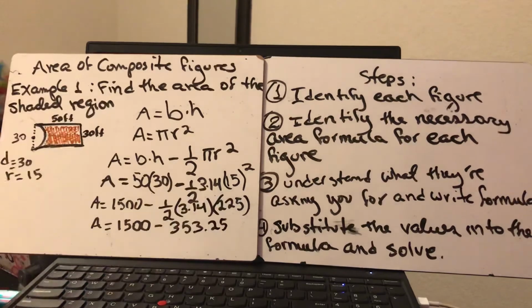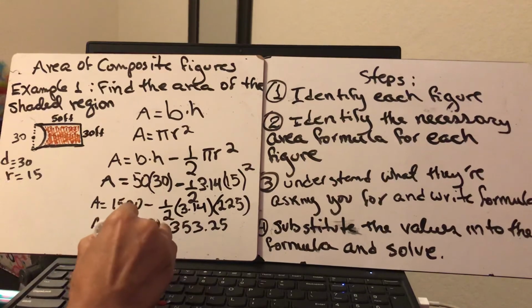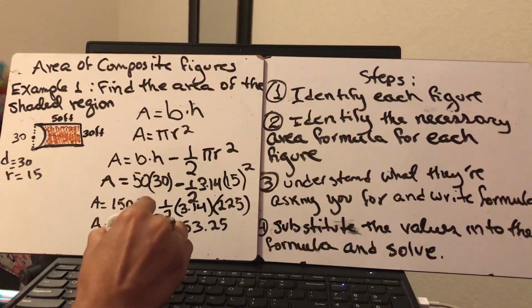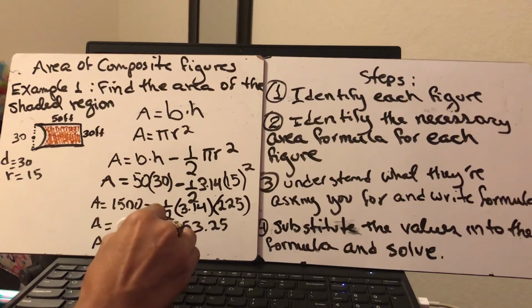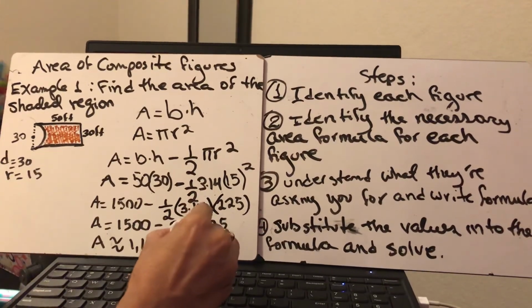And then I subtract. Subtraction last. And the area is approximately 1,147. And don't forget your units. So that's feet squared.